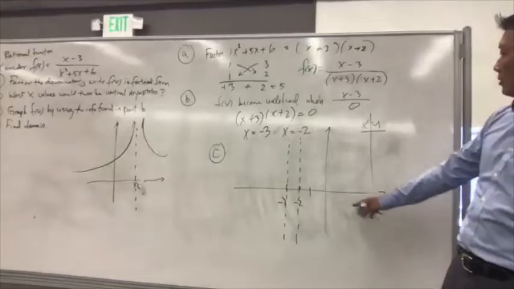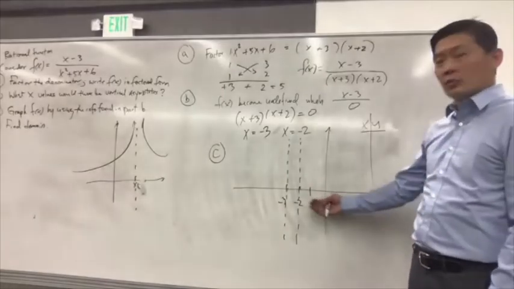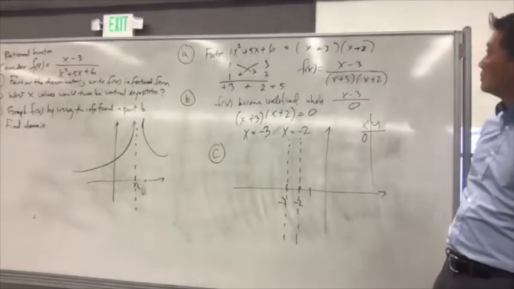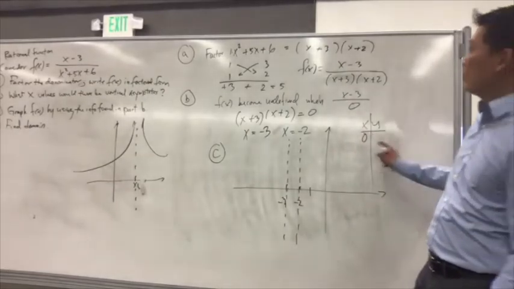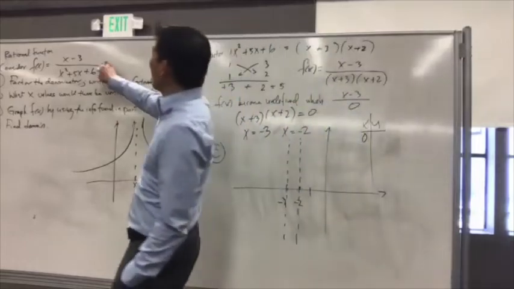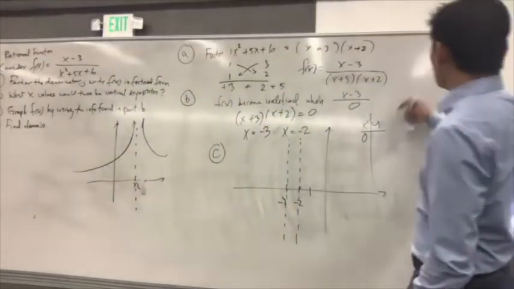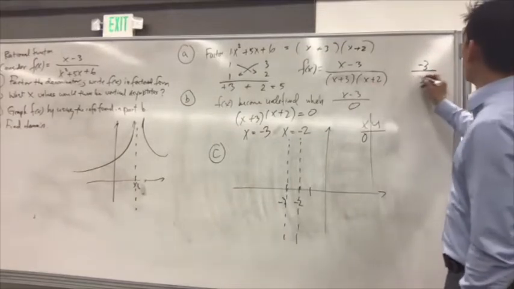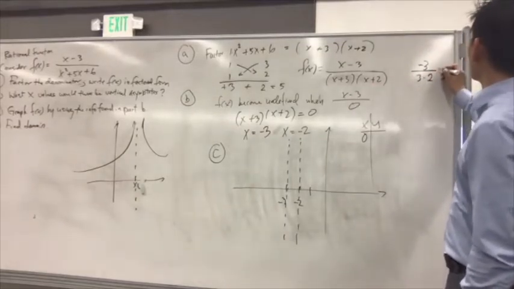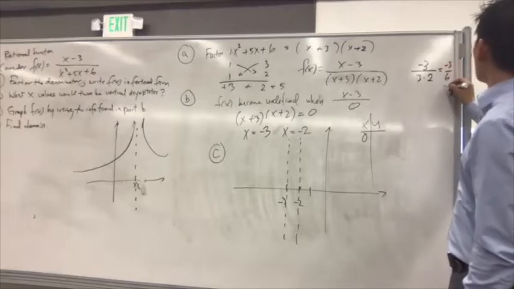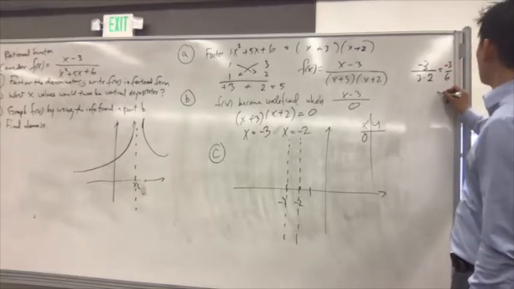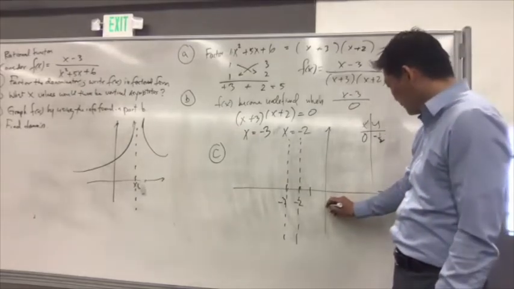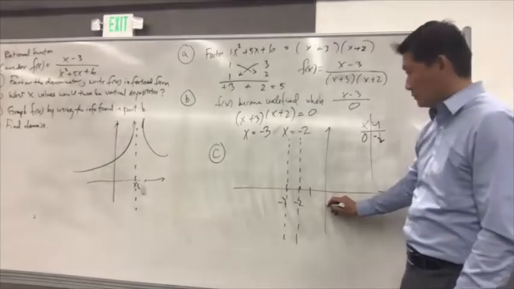An easy one to do is on the right side of negative 2. On this side, I'll just put x equals 0. When I put x equals 0 back into this function, that means negative 3 over 3 times 2, which is negative 3 over 6, which is negative 1/2. So 0, negative 1/2. It's right between those.